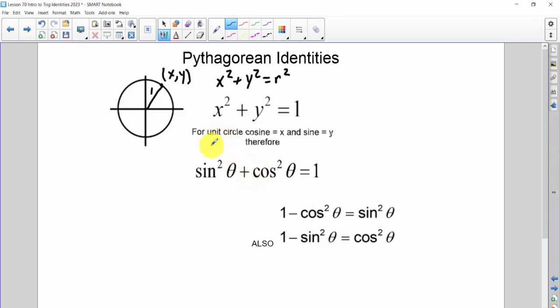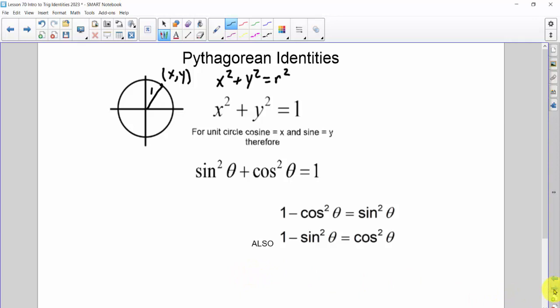We also found out that in the unit circle the cosine is equivalent to x and the sine is equivalent to y. So therefore, we can say that sine squared plus cosine squared is equal to 1. And then by doing some subtraction, in other words, subtracting either one of these to the other side, we get 1 minus cosine squared equals sine squared, and 1 minus sine squared equals cosine squared. These are all identities we can use at a given time to simplify a problem. And I'll explain that in a minute.